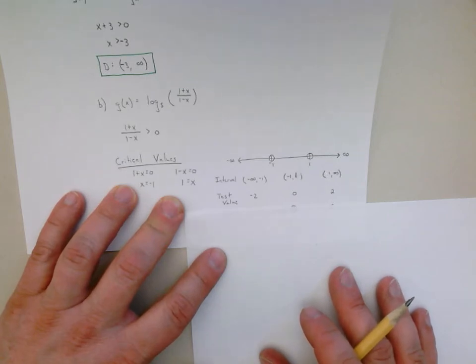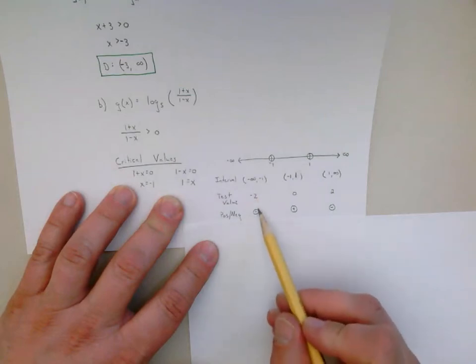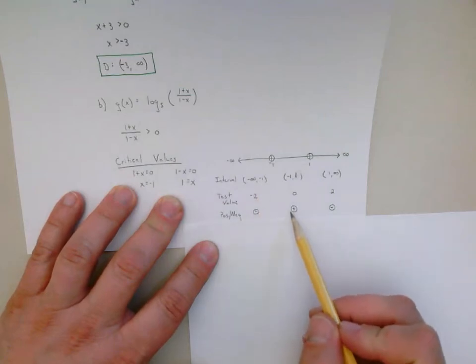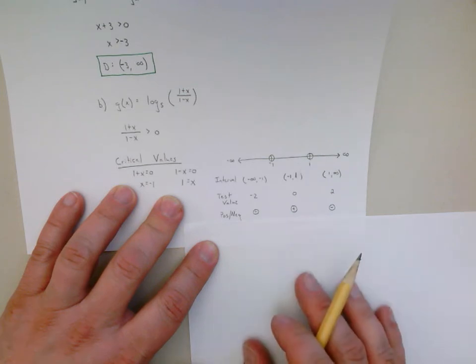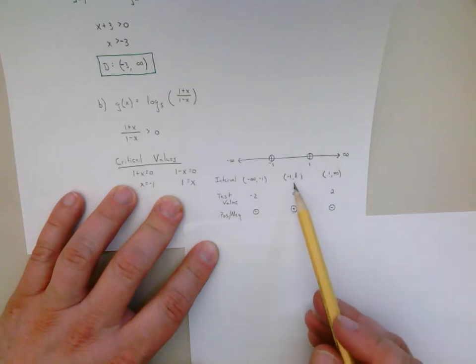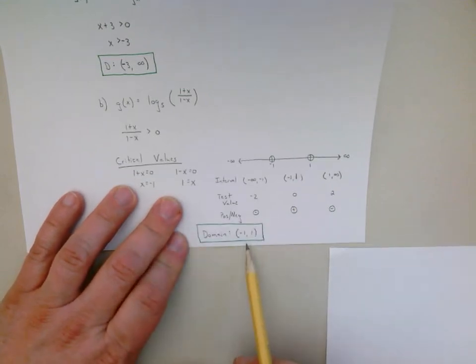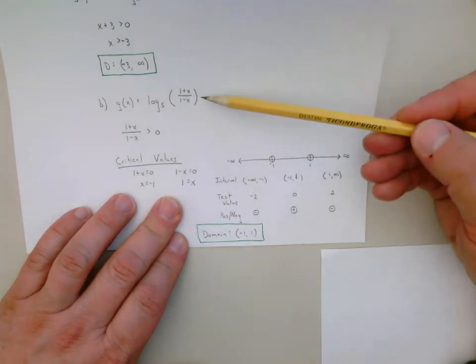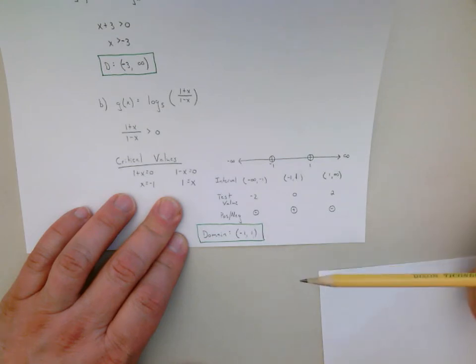Evaluating the rational expression at each of those leads me to conclude that in the first interval, the outputs are negative, in the second interval, the outputs are positive, and in the third interval, the outputs are negative. Since I need that function to be greater than 0, I need the interval that leads to positive outputs, negative 1 to positive 1. So the domain of this logarithmic function is values from negative 1 to positive 1. Again, an open interval.